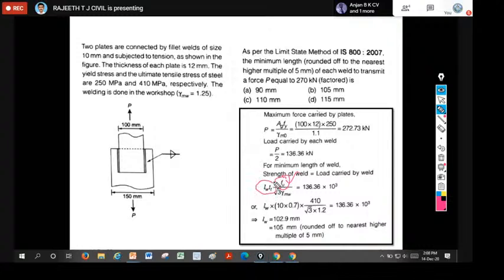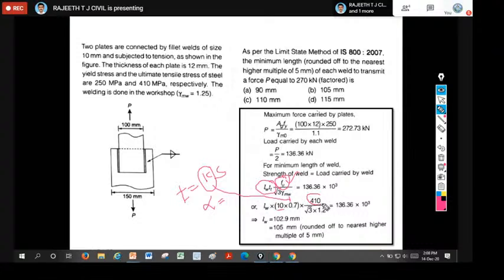So this is the area of the weld, the Lw into throat thickness. Throat thickness is what? Your formula is throat thickness equal to K into S, where K, for alpha 60 to 90 degree, is 0.7. You should remember that value. For almost all the problems, K would be 0.7 only. The size of the weld given is 10 millimeter.